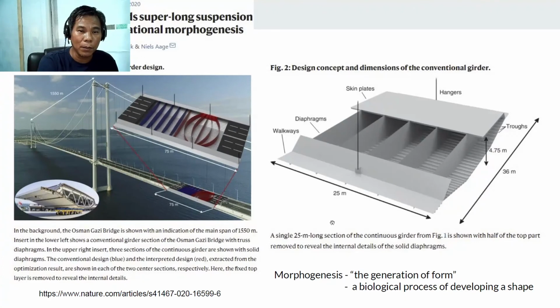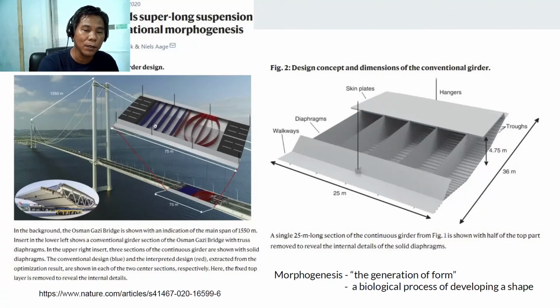Here they are using computational morphogenesis. Morphogenesis is the generation of, or it's a biological process of developing a shape. So as you can see, here is the conventional girder design. This is a truss actually. You can see the top and the bottom chords with the different waves. This is the blue, the conventional, but the red one is the result of computational morphogenesis.